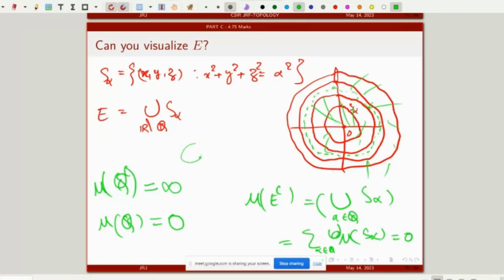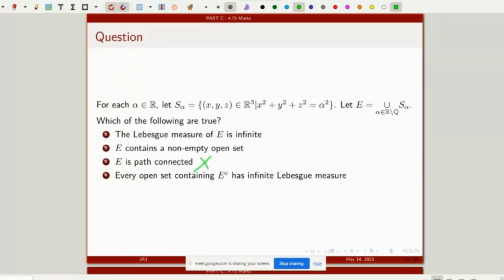Infinite. So the measure of E complement will be infinite here. So the measure of E will be equal to infinite here. So the Lebesgue measure of E is infinite. The Lebesgue measure of E complement is 0. So this option A is true actually. The Lebesgue measure of E is infinite. This is true. Now what about E contains a non-empty open set?